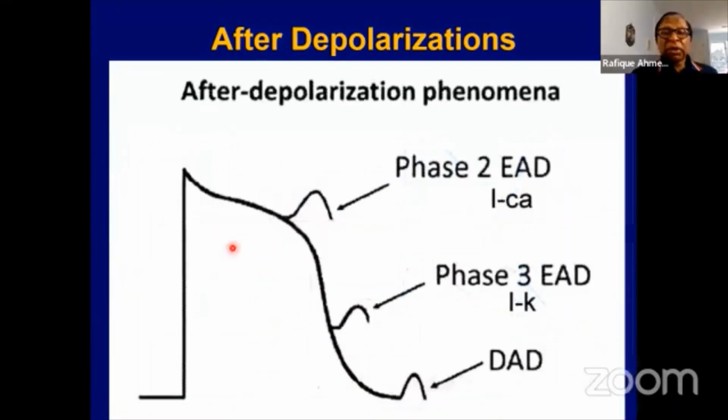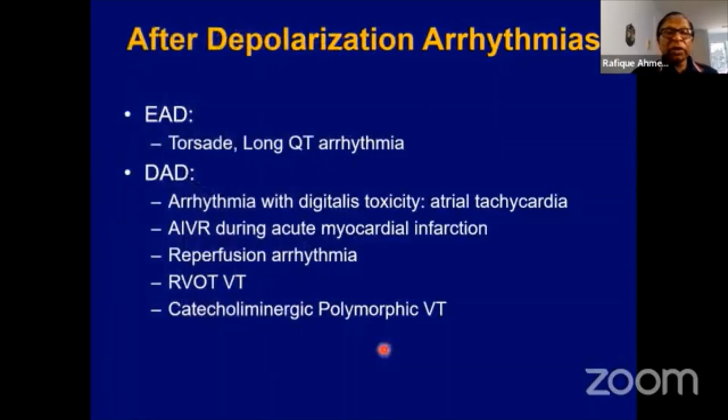This afterdepolarization can happen in phase 2, phase 3, and if it is in phase 4, that becomes delayed afterdepolarization. Interesting, look at this. This is calcium current dependent, and this is potassium current dependent. So it's fascinating that the two different kinds of afterdepolarization differ: one is calcium current dependent, one is potassium current dependent. Early afterdepolarization is torsade, long QT arrhythmia, and delayed afterdepolarization's common example is digitalis toxicity, which produces atrial tachycardia. This is the commonest one.